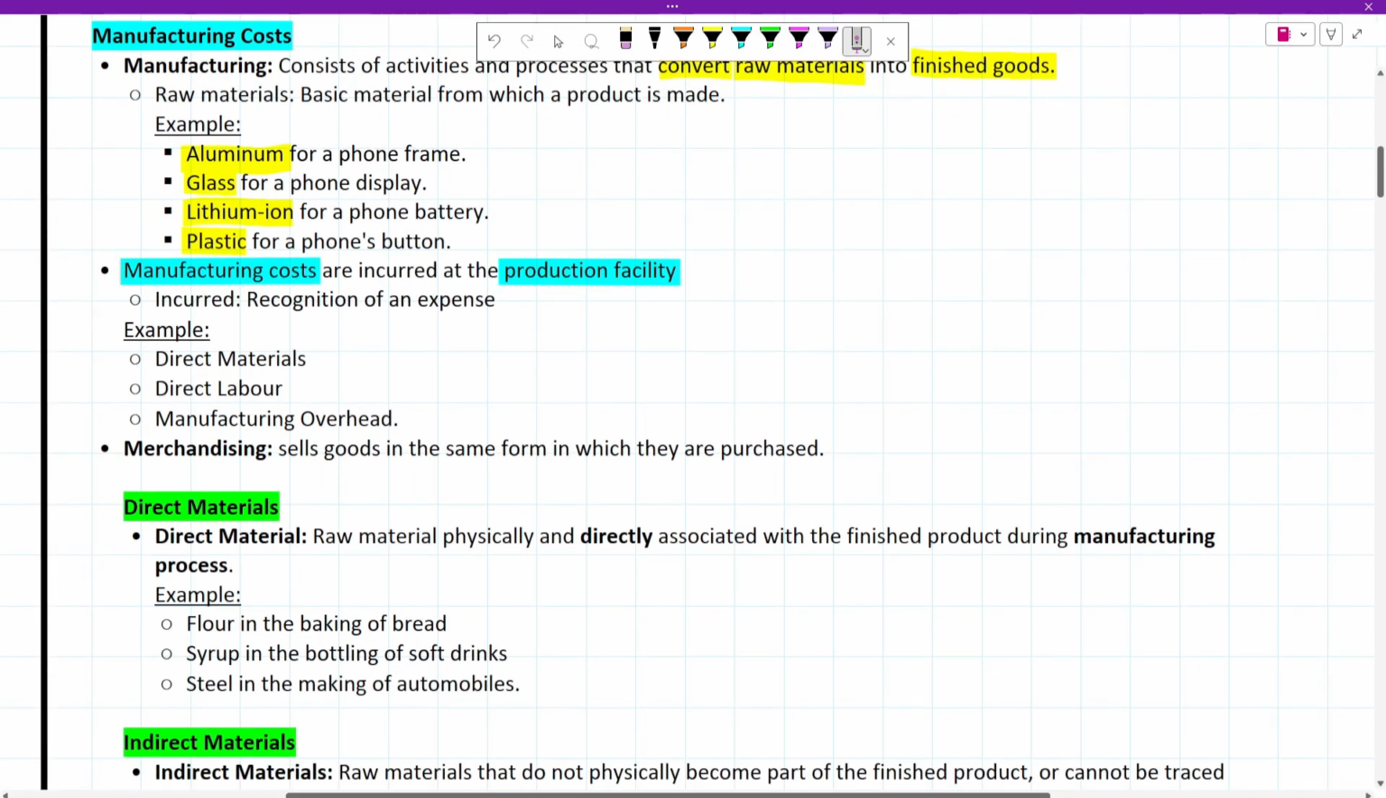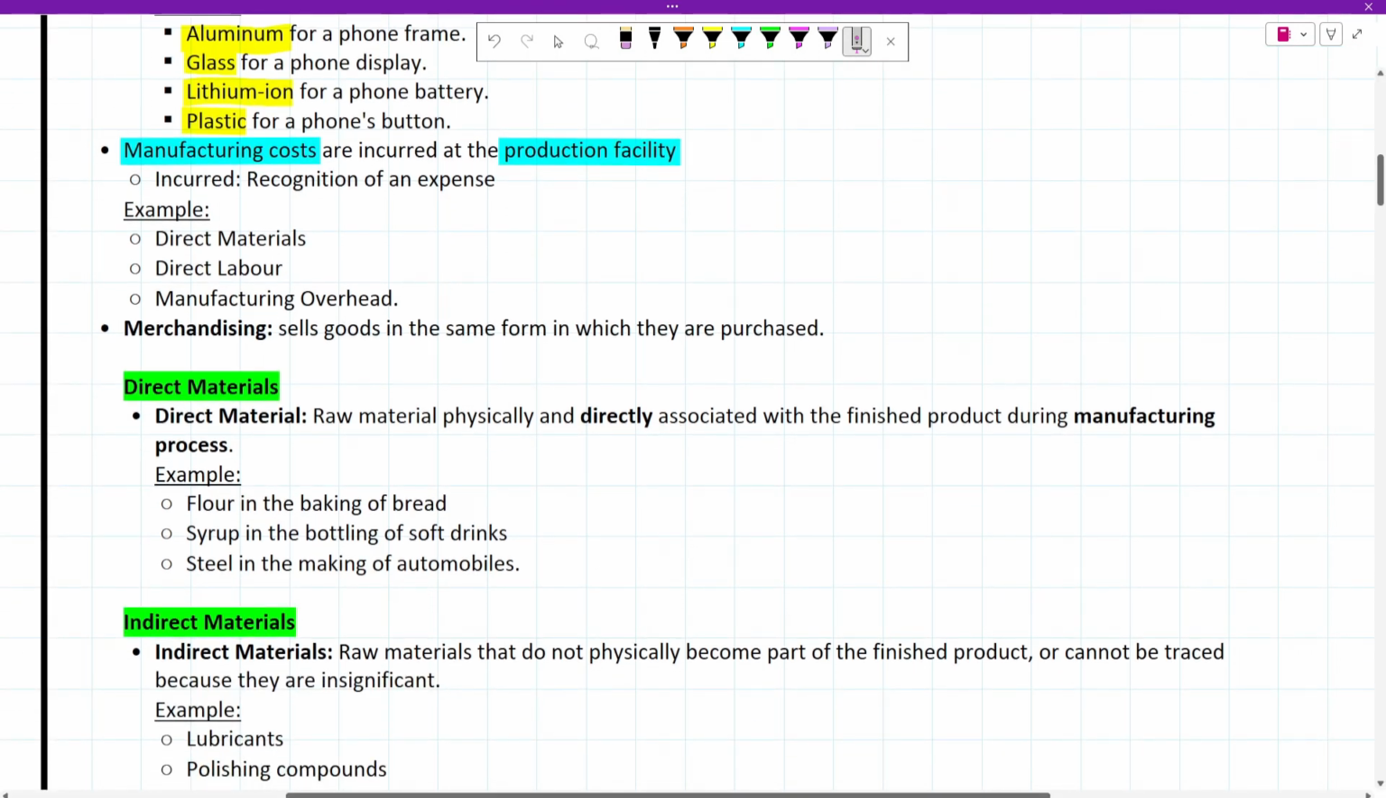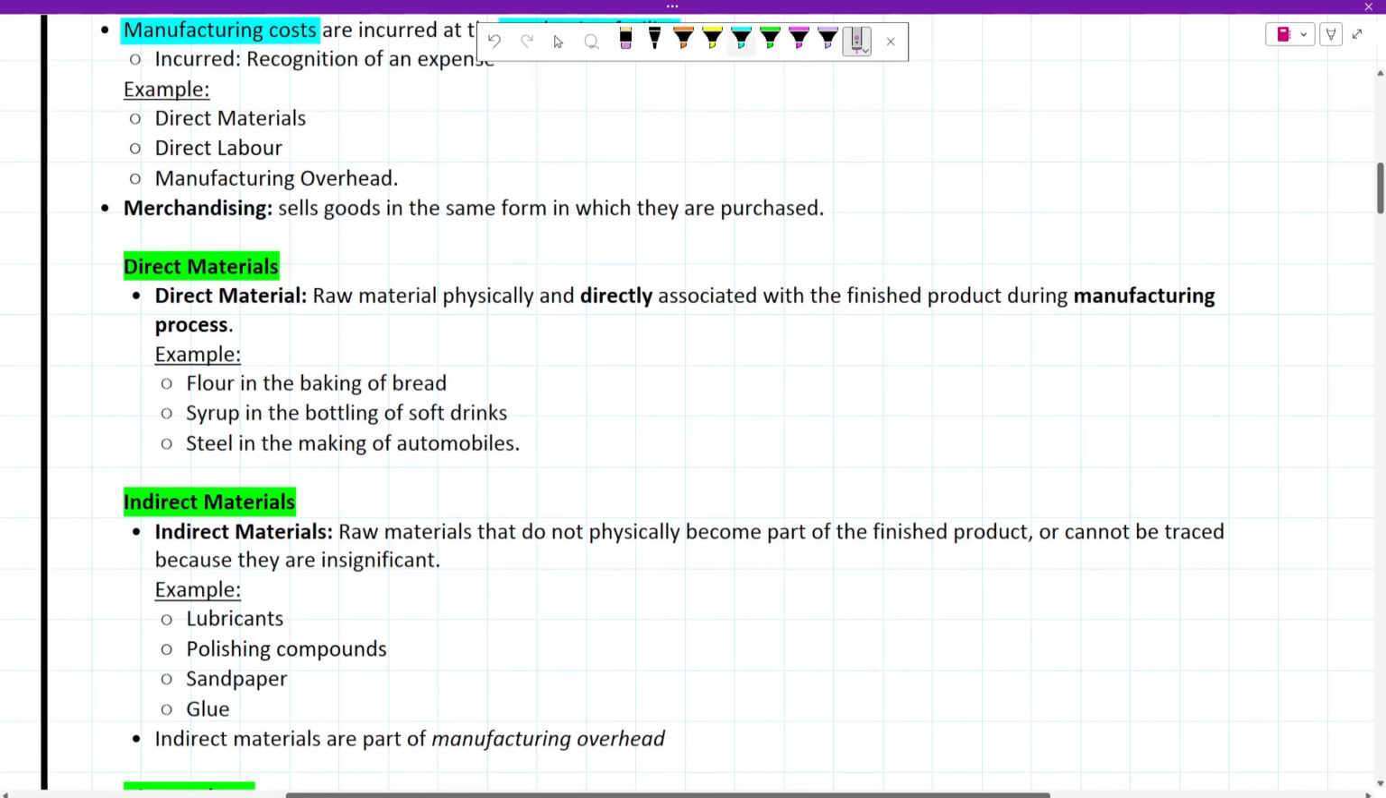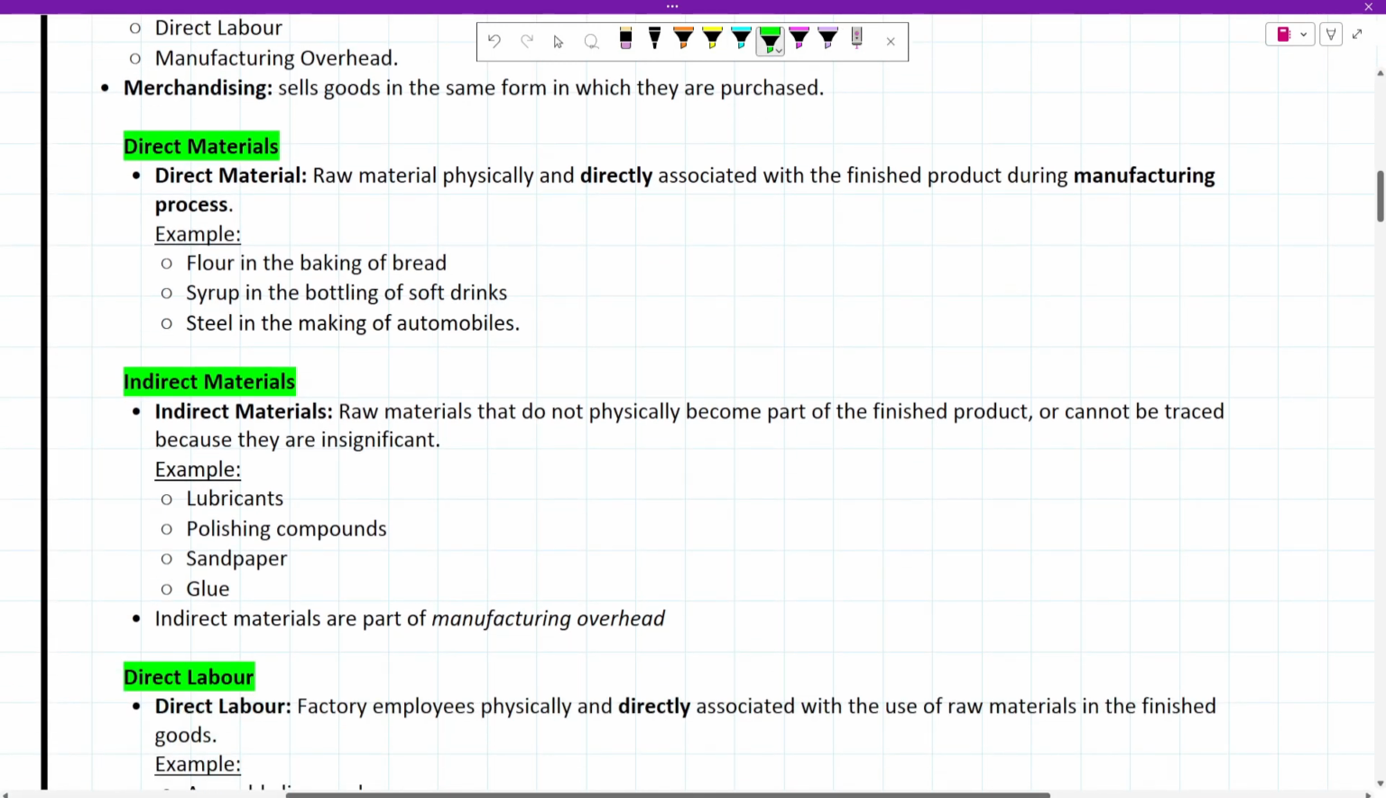So examples of this are direct materials, direct labor, and manufacturing overhead, which I'll explain later. Merchandising sells goods in the same form in which they are purchased. So direct materials. Direct material is raw material physically and directly associated with the finished product during the manufacturing process. Like I explained before, it's directly associated with the finished good in the manufacturing process.